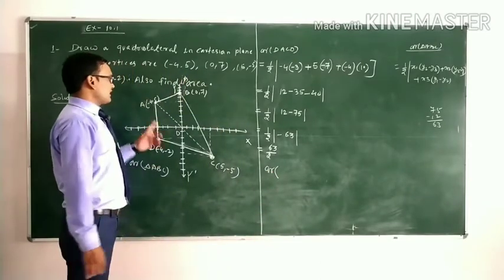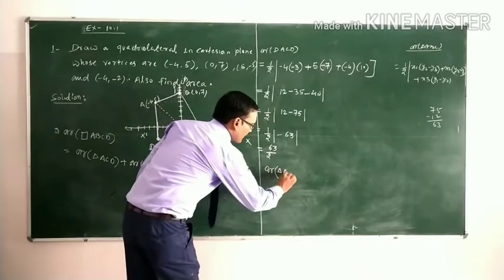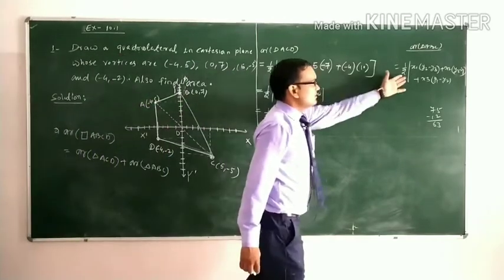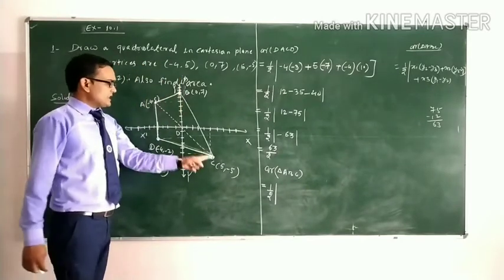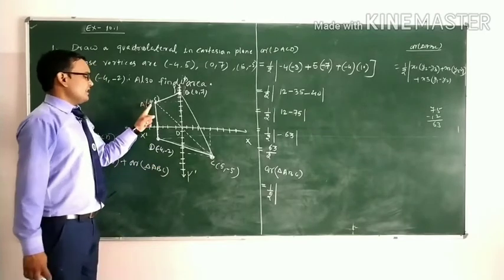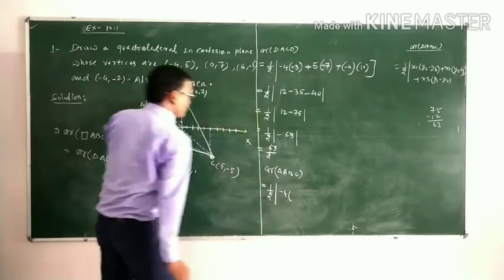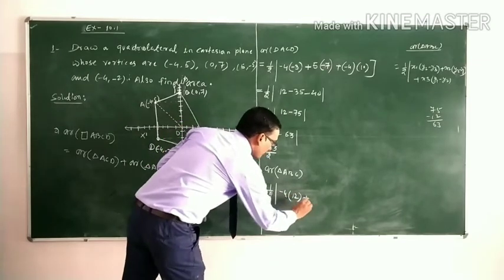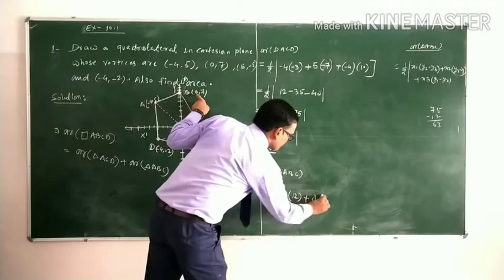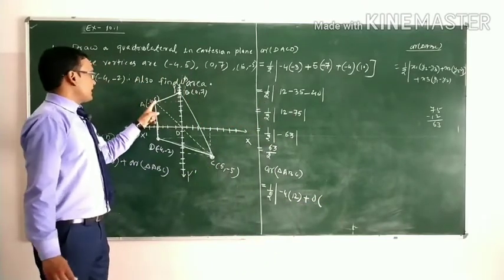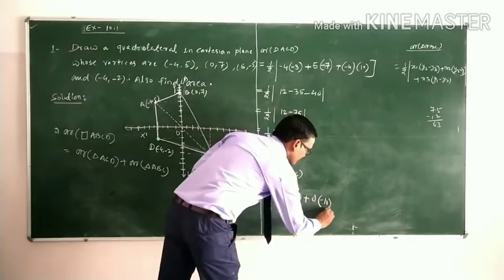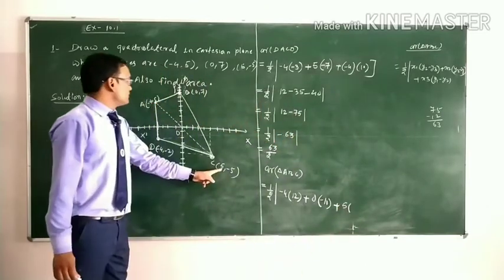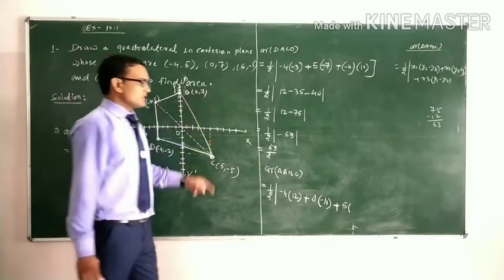Now again we find the area of triangle ABC. Triangle ABC is 1/2 mod of, using this formula, here x1 is minus 4 into (7 minus minus 5), this gives the value 12, plus 0 into (minus 5 minus 5), this gives the value minus 10, plus 5 into (5 minus 7), this gives the value minus 2.